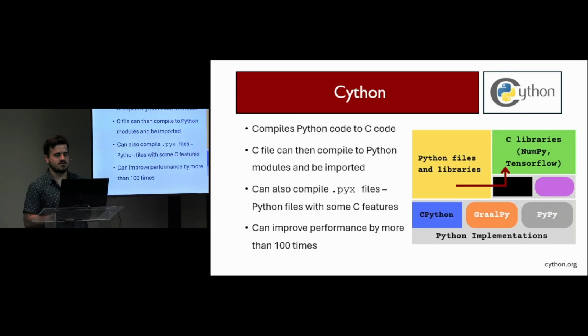Okay, now we get to Cython. What is Cython? Cython is a program that compiles Python code to C code. The C code can then be imported in your Python, and then you can run it as an extension.